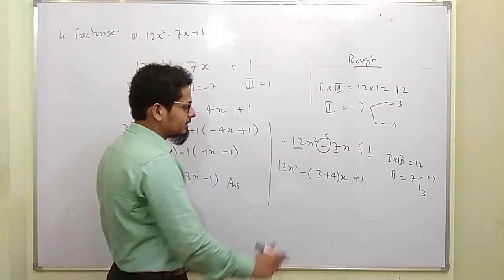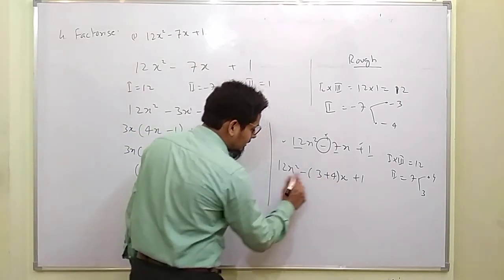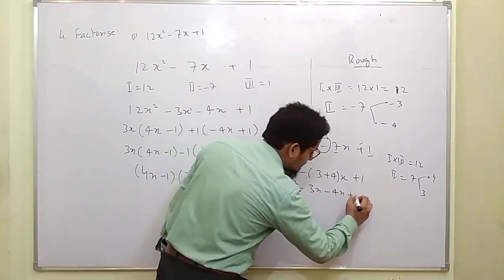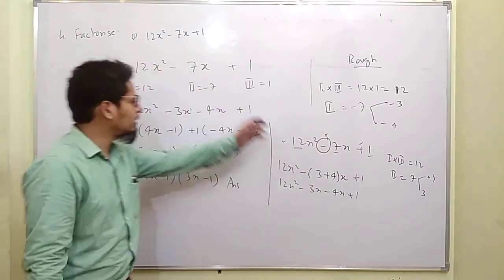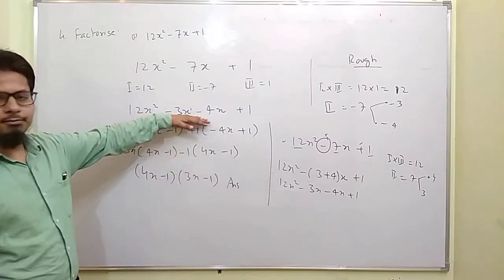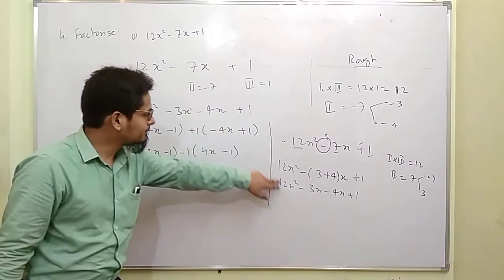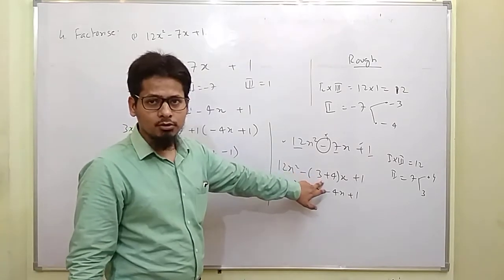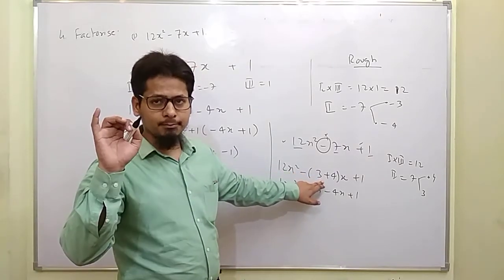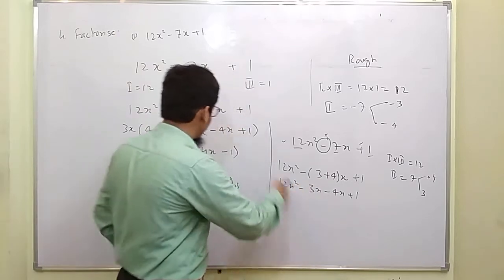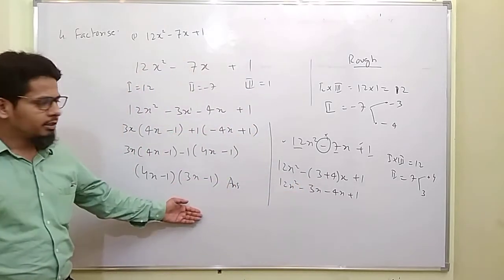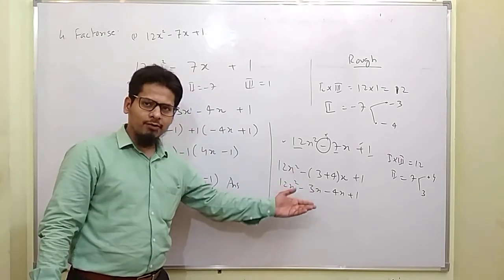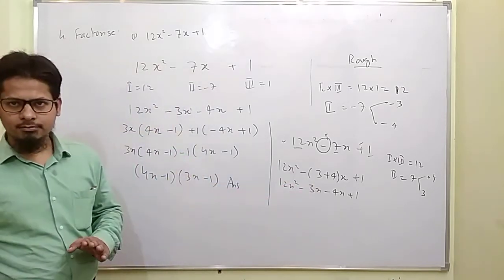Clear? After this, now I open this bracket. So it is 12x square minus 3x minus 4x plus 1. Now I reach the same step that we did here. You see, both steps have become the same. So this is also one way. This thing also you have to keep in your mind, right? And after this, the process will continue as you see what I did here. Take out the common part and make factors, and you will get the final answer.